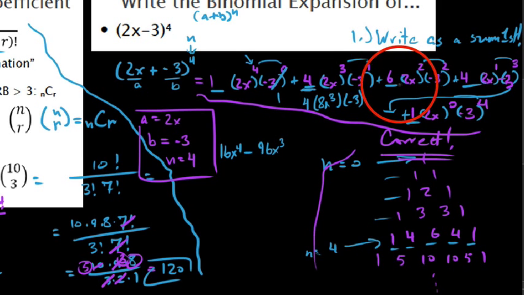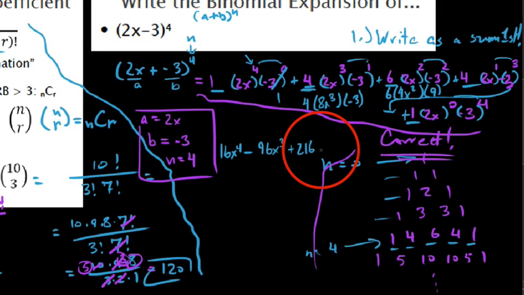So now moving on, we get 6 times 2x to the second, which is 4x squared. Negative 3 squared is a positive 9, so we get a positive thing here. So we get 6 times 4 is 24, and 24 times 9 is 180 plus 36 is 216. Sorry to do that really quickly there. And then we also had an x to the second on that.